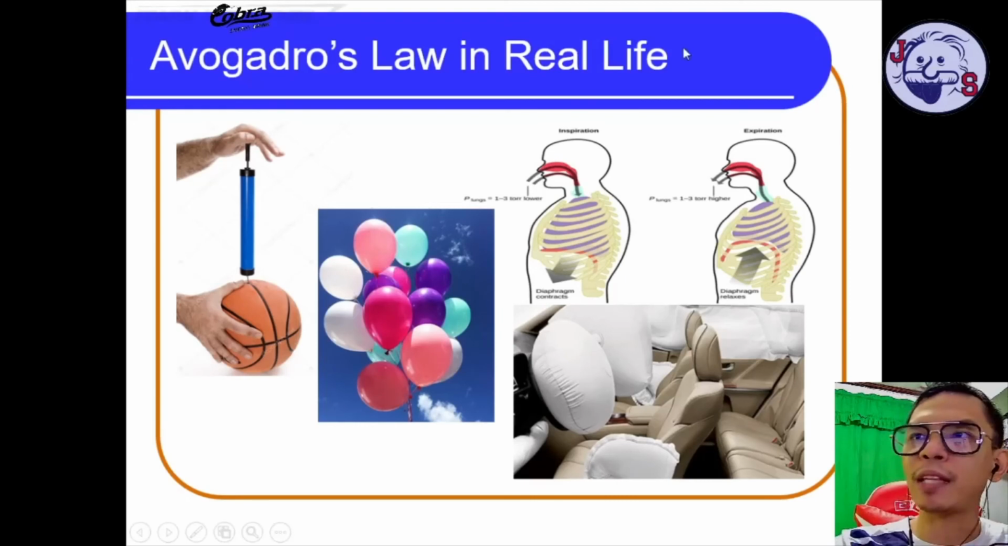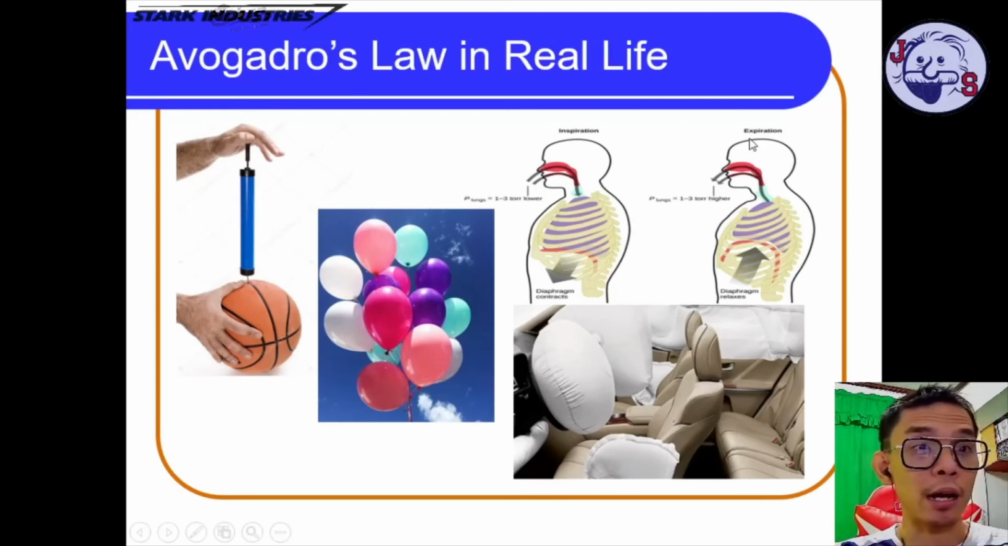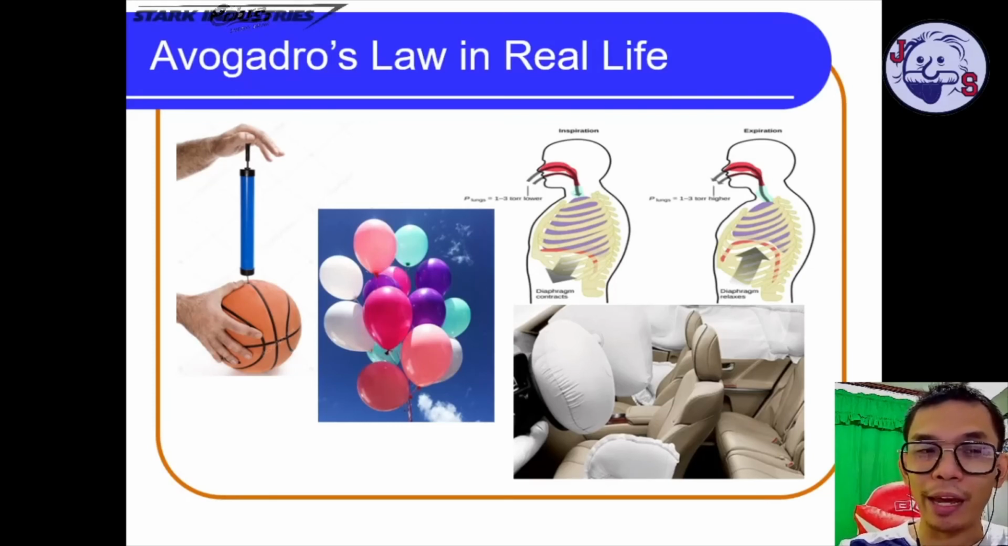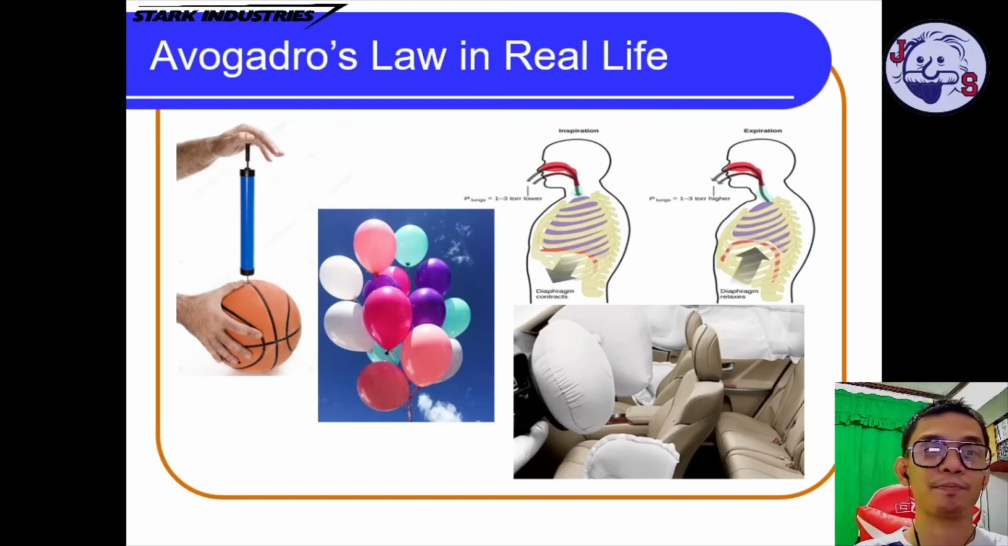Okay, next one, breathing. Breathing is one example of Avogadro's law. So when you inhale, the volume of your lungs increases, so therefore the volume of oxygen gas also increases in your lungs. When you exhale, the volume of carbon dioxide from your lungs decreases, and the carbon dioxide gas itself is also decreasing. Okay, so that's how it works.